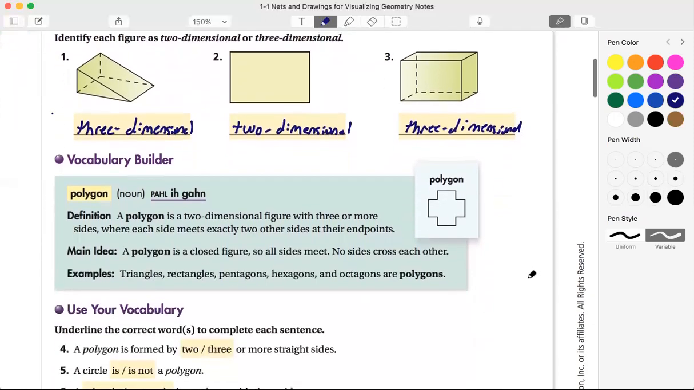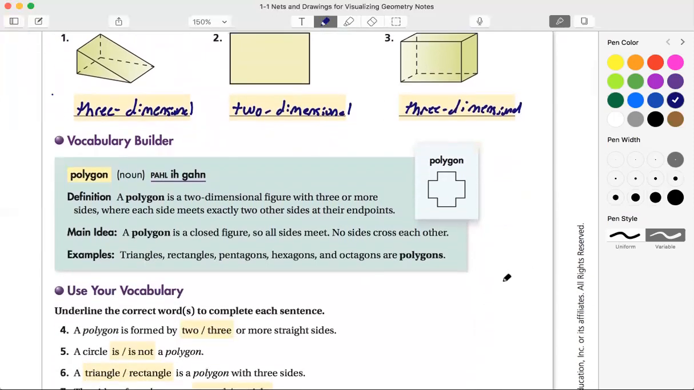Now, to build some vocabulary for this section, we need to define what a polygon is. So a polygon is a 2-dimensional figure with 3 or more sides, where each side meets exactly 2 other sides at their endpoints. So what's the main idea here? The first main idea is a polygon must be a closed figure where all sides meet and no sides can cross each other. Some types of examples that you might be familiar with are triangles, rectangles, pentagons, hexagons, octagons. These are all types of polygons.